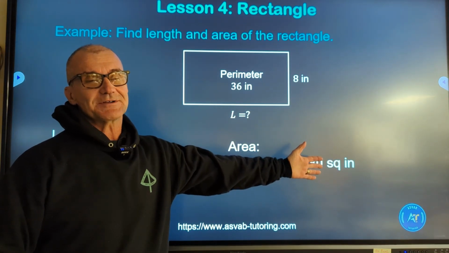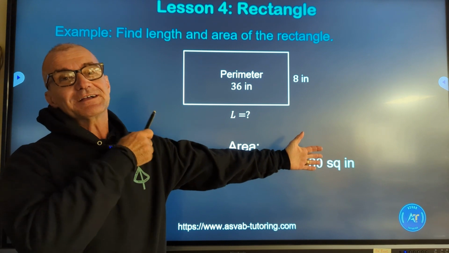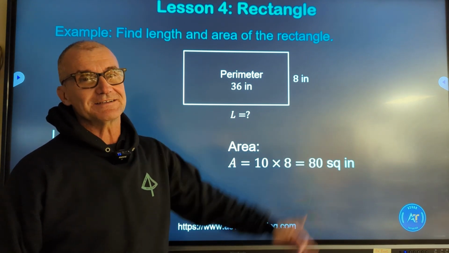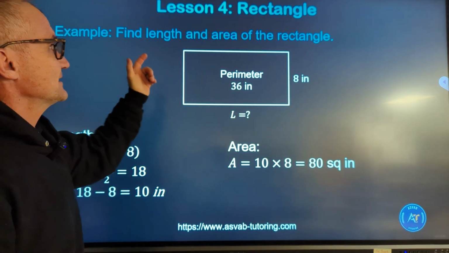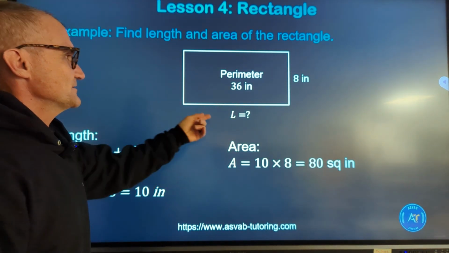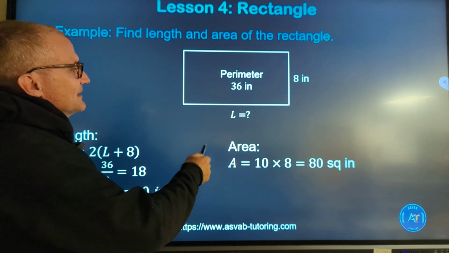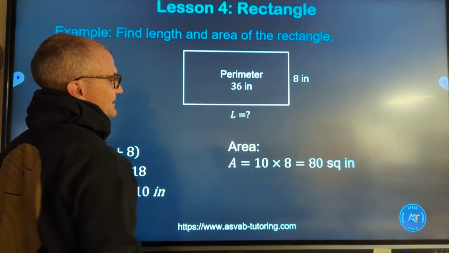Here's a sample problem. I'll cover up the answer. You go ahead and copy that problem down and do the work, then unpause the video and see how I do it. So let's take a look at this. Find the length and area of the rectangle. First thing I'm going to have to do is find the length. And then once I have that length, I could do length times width to get the area.